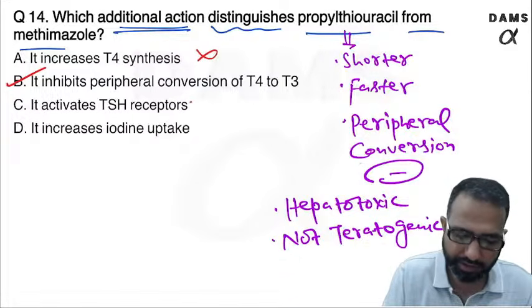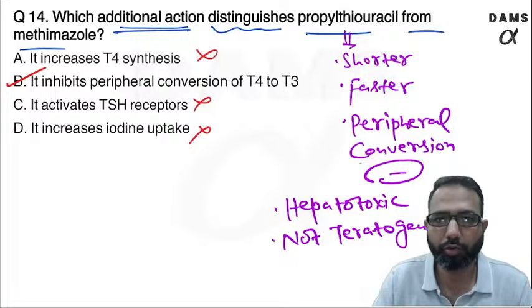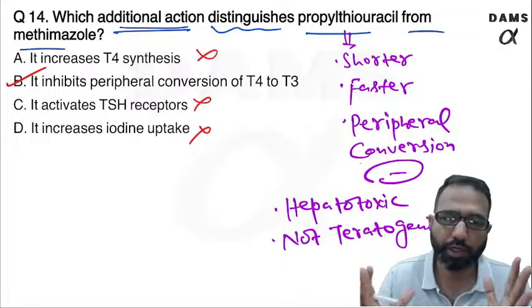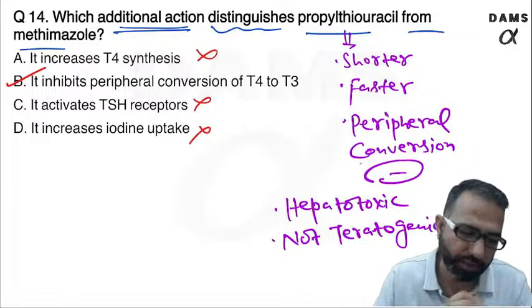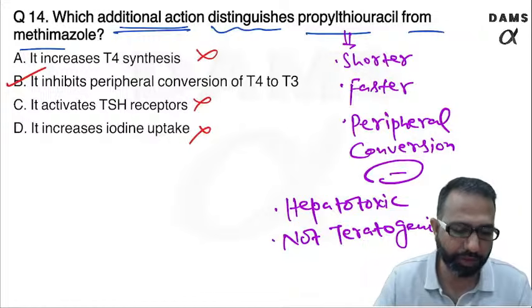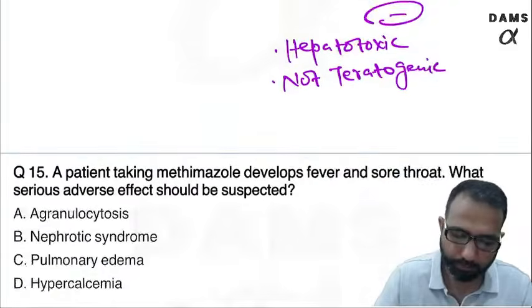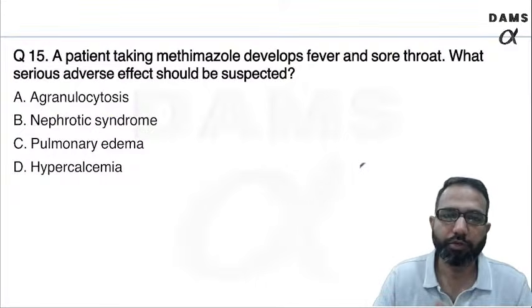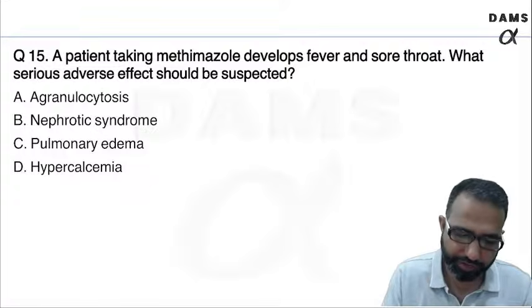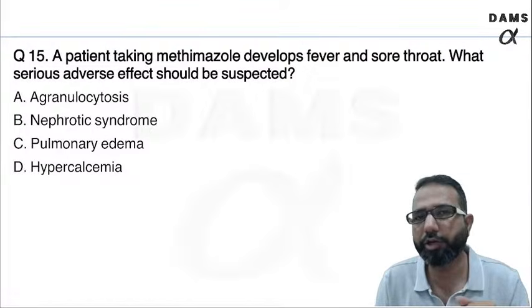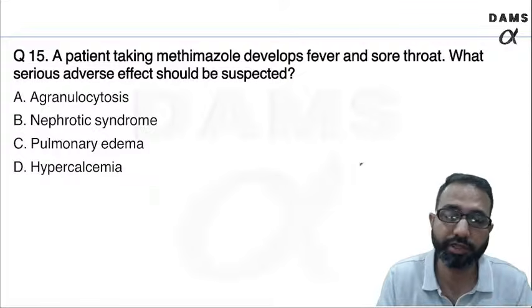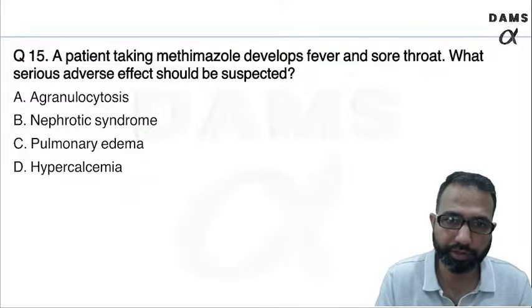Does it activate the TSH receptor or adenine uptake? No, there is no role. So PTU has two mechanisms: it controls the synthesis as well as inhibits the conversion of T4 to T3. Okay, let's see the next question. That's why PTU is one of the wonderful drugs in acute thyroid storm. That is the best antithyroid in thyroid storm patients.